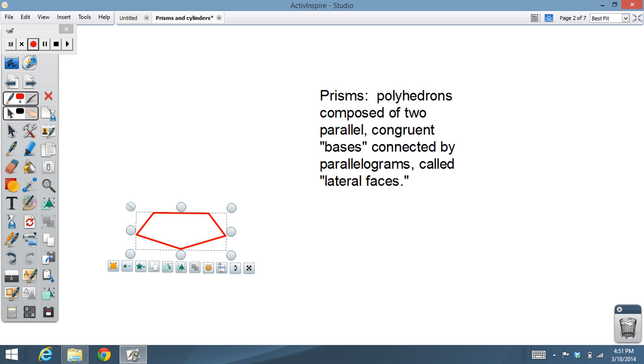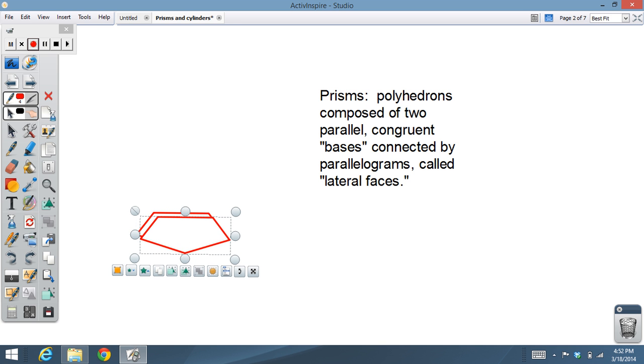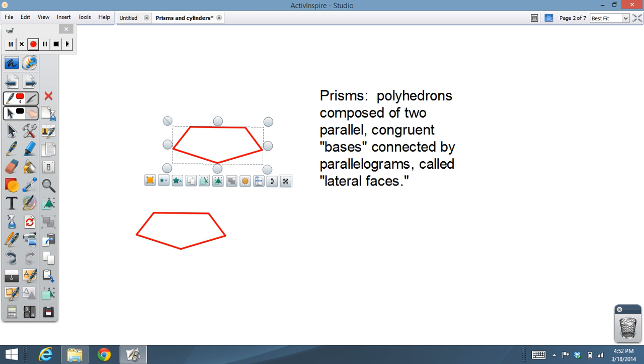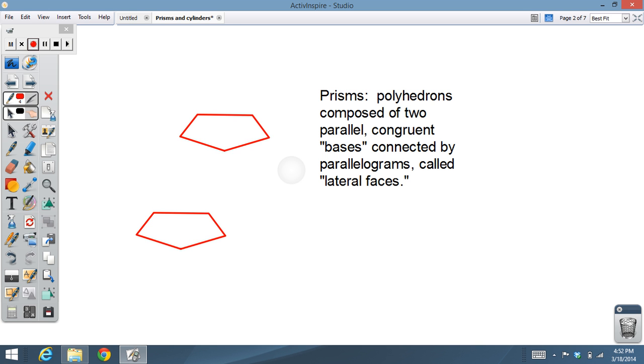Now, for a prism, I need two of them, so I'm going to duplicate that. And put another pentagon in another plane parallel to it. Now I want you to know that it doesn't have to be directly above it. It can be anywhere. That, for example, could make a prism.